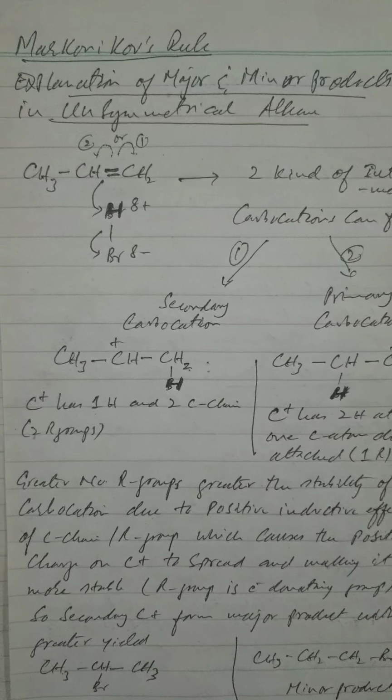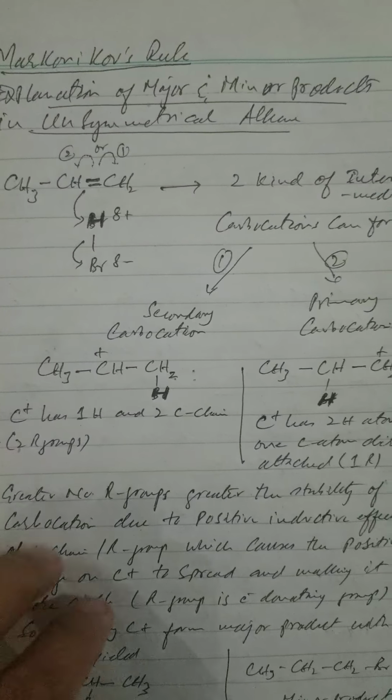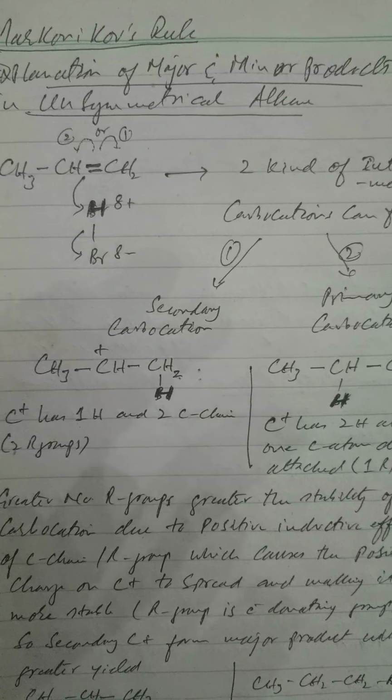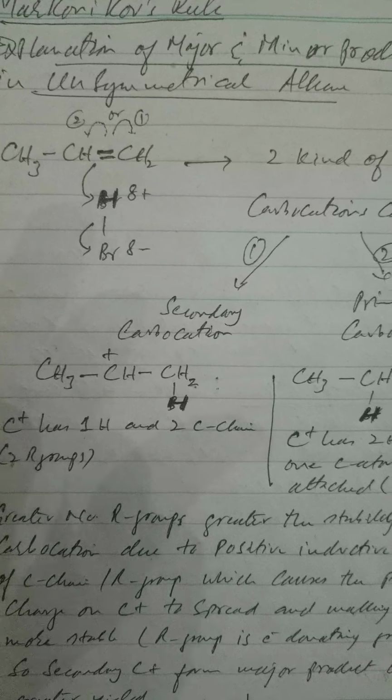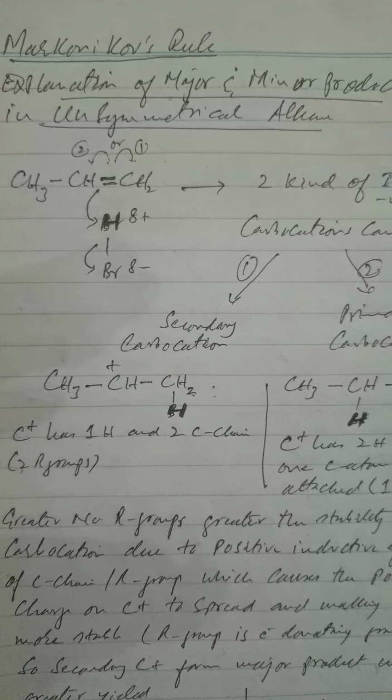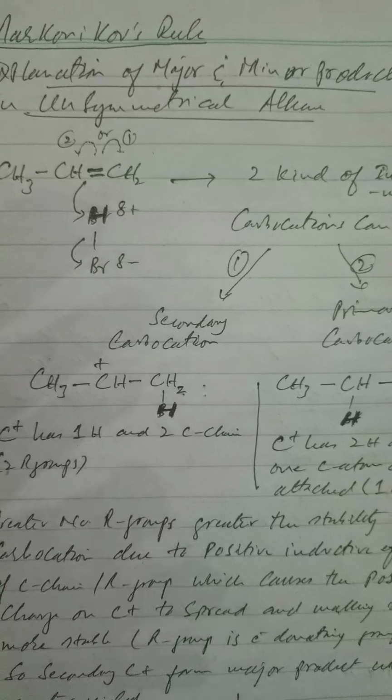Alright guys, explaining further the properties of alkenes: we have studied in the previous videos that one of the products is major and the other is minor. One has a greater yield and the other has a lower yield. This is explained by Markovnikov's rule, or the stability of the carbocation that is formed in the intermediate.